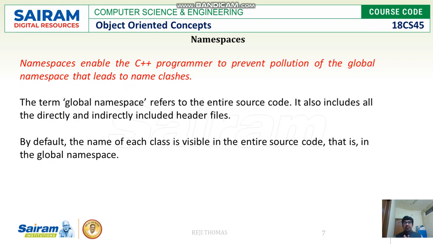So namespace is going to prevent what you call global pollution. Global pollution is nothing but so many classes, more than one class, having the same name. The global namespace refers to the entire source code. When you write a class and access it, it will be visible to the global namespace. By default, the name of each class will be visible to the entire source code. And what happens when we have more than one class with the same name?